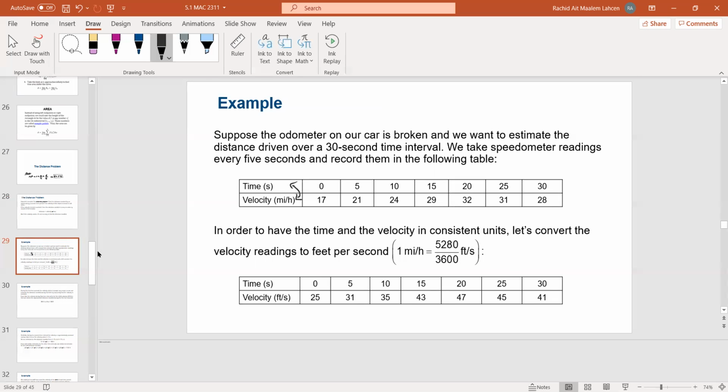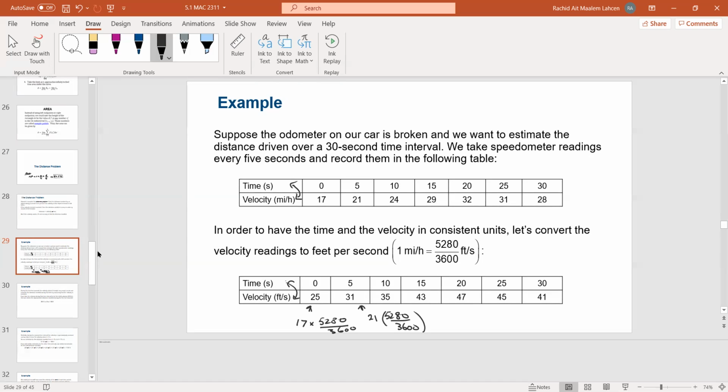So we will multiply, for example, 17 times 5,280 over 3,600. That'll give us that, and you do the same thing, 21 times 5,280 over 3,600, and we'll switch to have consistent units. So watch for that. If you don't have consistent units, you will need to convert them. If you have consistent units, you just keep going.